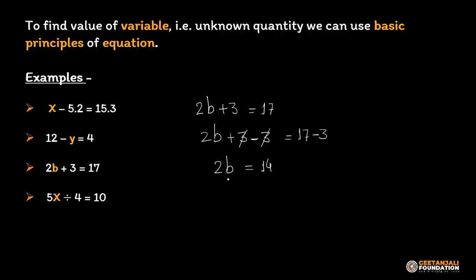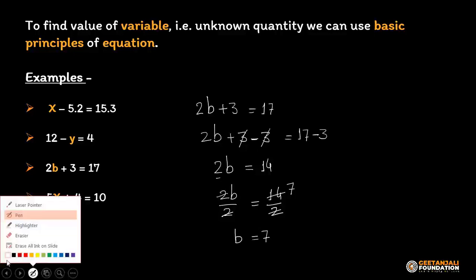Now to remove this 2, we divide both sides by 2. So 2b divided by 2 is equal to 14 divided by 2. This gets cancelled. 2 sevens are 14. So b is equal to 7. You have got the value of b, which will satisfy this equation.